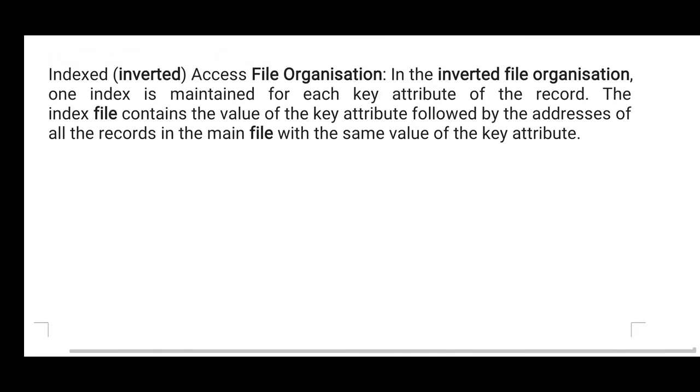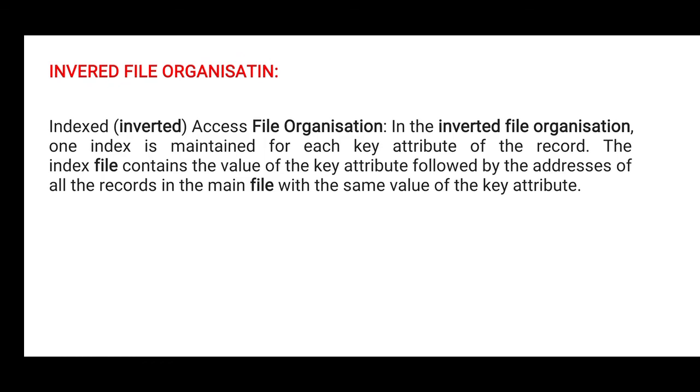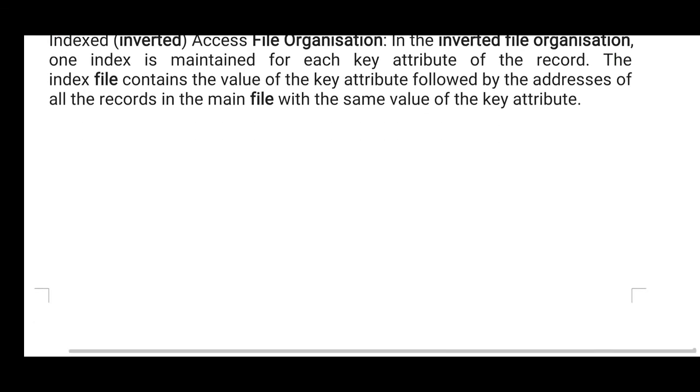Next one, inverted file organization. Inverted or indexed access file organization. In the inverted file organization, one index is maintained for each key attribute of the record. The index file contains the value of the key attribute followed by the addresses of all records in the main file with the same value of the key attribute.